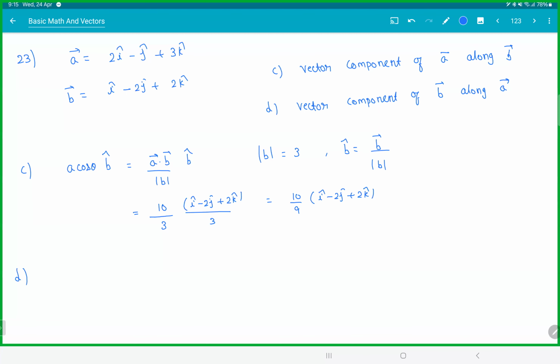Similarly for D, vector component of B along A means I'm asking B cos theta. Whichever component you want, its cos theta, and the direction along A bar is A cap. This is again A bar dot B bar by mod A, into A cap. So this is 10 and mod A is root 14, and this is 2i minus j plus 3k by root 14. And that would be 5 by 7 of 2i minus j plus 3k. Check. Quite useful. This will come 2 to 3 times in physics, I guess. Not much, but that is how you get the components.